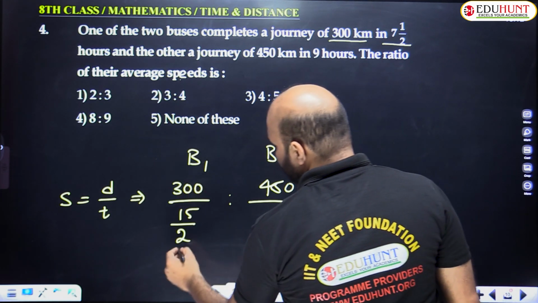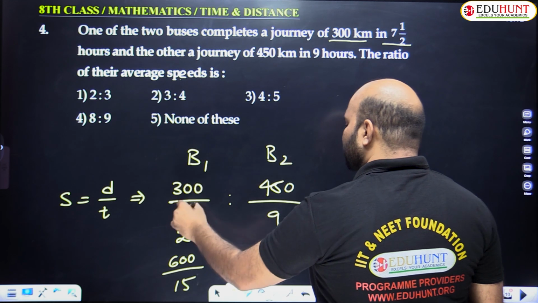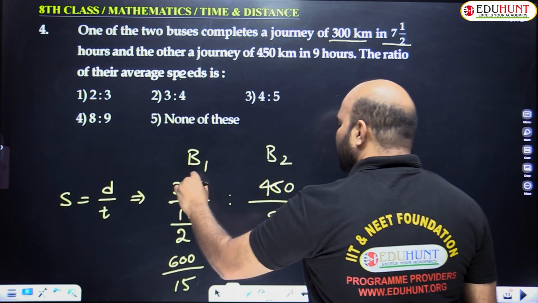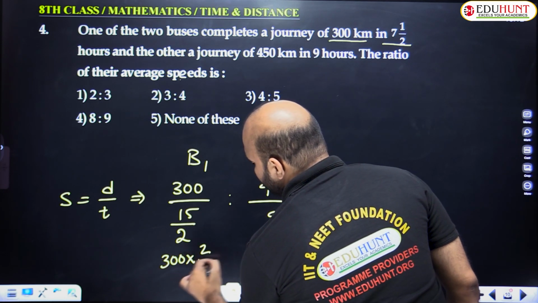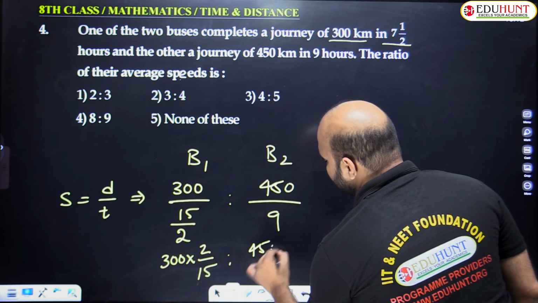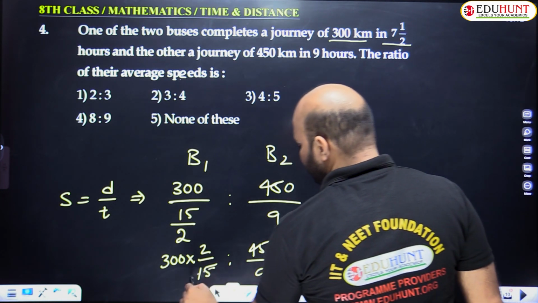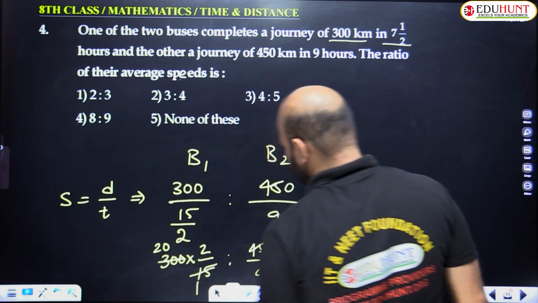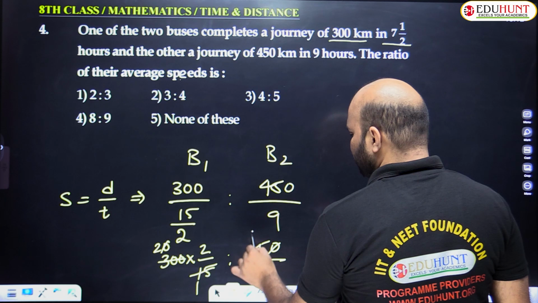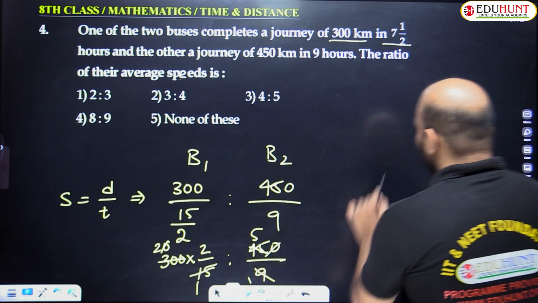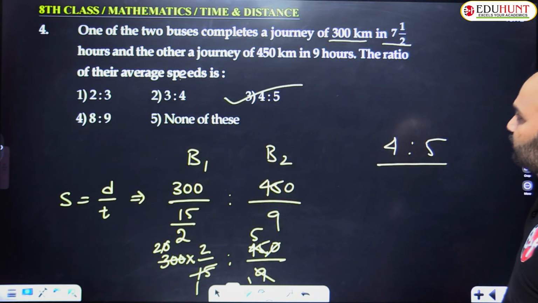So it can be written as 300 by 15 by 2, which is 300 into 2 by 15, or directly you can write 300 into 2 by 15. Then the ratio is 2 by 15 to 450 by 9. Am I clear? According to cancellation, 50 ones are 50, 50 twenties, 0 0 cancel, 9 ones are 9, 5s are. Finally what I am getting is 2 2 into 2 4, 4 is to 5. So that is the speed ratio. Option 3 is the right answer. Am I clear?